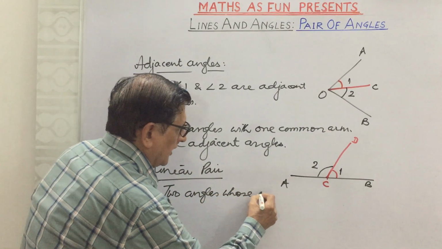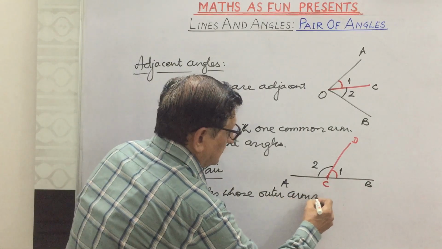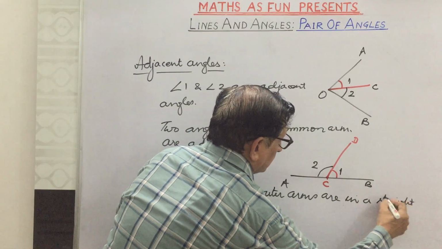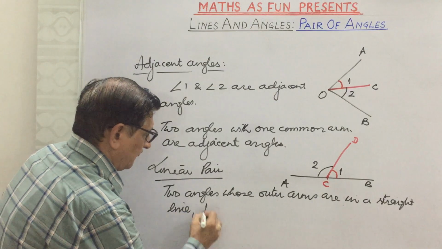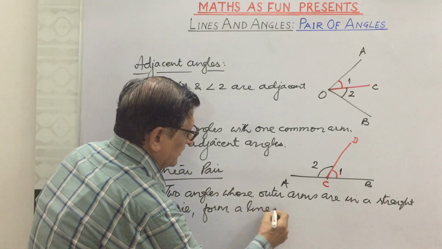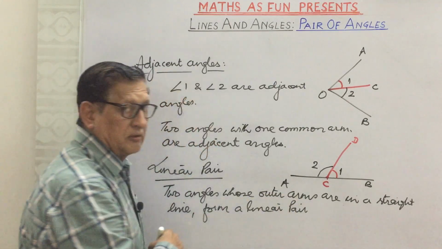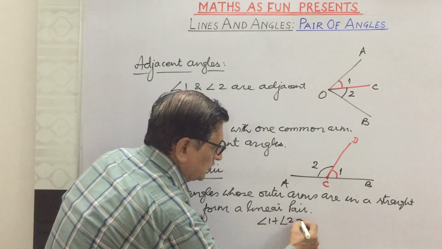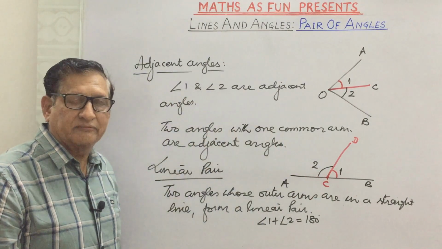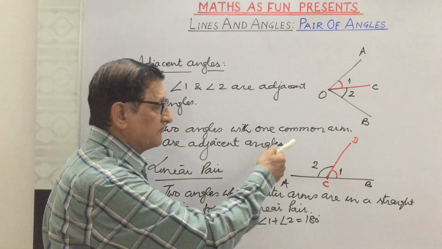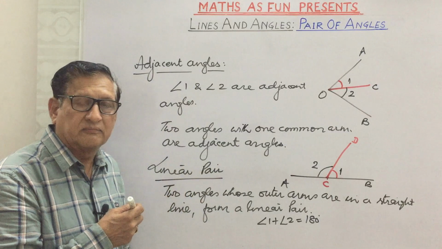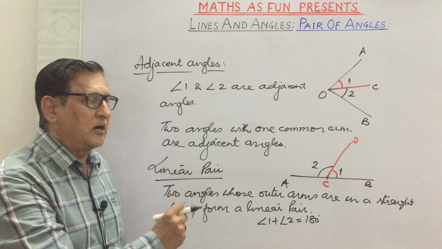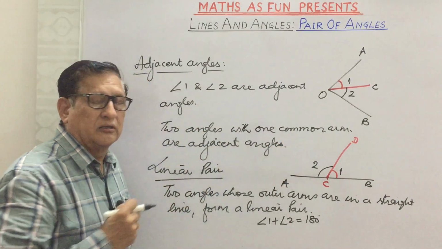So we say two angles whose outer arms are in a straight line form a linear pair, and the sum of these two angles is 180 degree. Angle 1 plus angle 2 is equal to 180 degree. The other way we can also say that if there are any two adjacent angles whose sum is 180 degree, then such two angles are forming a linear pair.